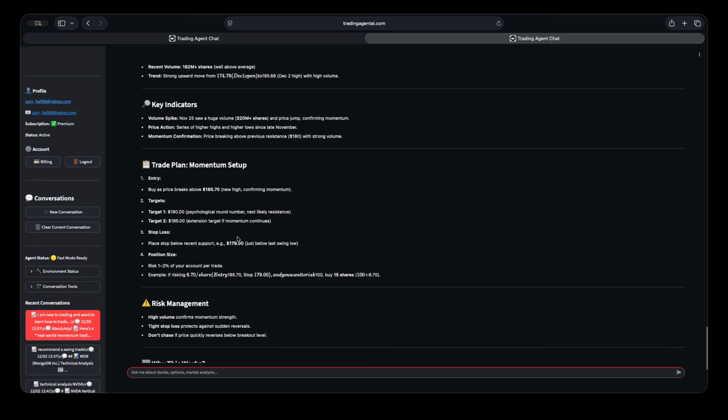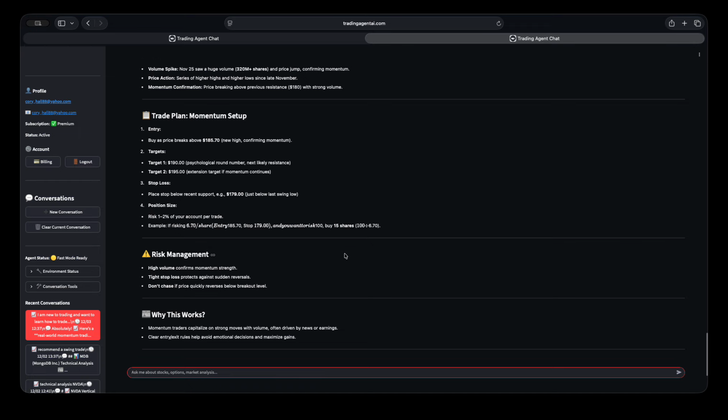And so your stop loss is going to be below recent support, which is 179, just below the swing low. And your position size, again, is 1 to 2% of your account per trade. And so some risk management here is high volume confirms momentum strength. A tight stop loss protects against sudden reversals.